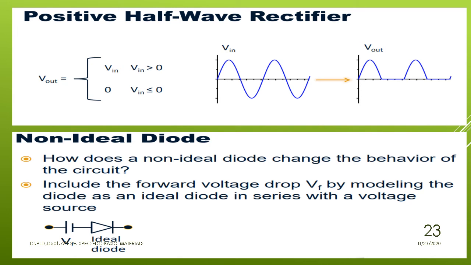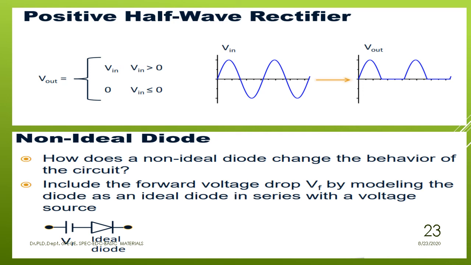That's it. For the positive half-wave rectifier, the mathematical equation is Vout equals Vin whenever Vin is greater than 0. If Vin is less than or equal to 0, the output voltage equals 0. That's the mathematical equation of the half-wave rectifier. With respect to the input waveform, we can observe the output waveform: only the positive half cycles repeat. The negative half cycle is totally clipped off, because the diode is an open circuit in the negative half cycle, so the output voltage is 0.